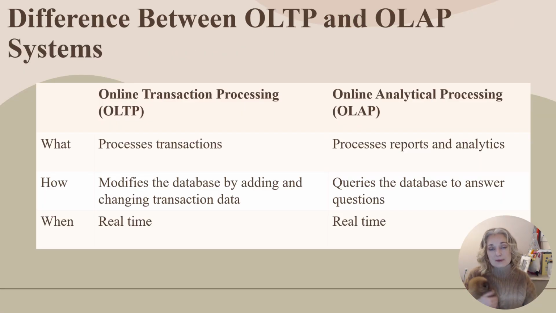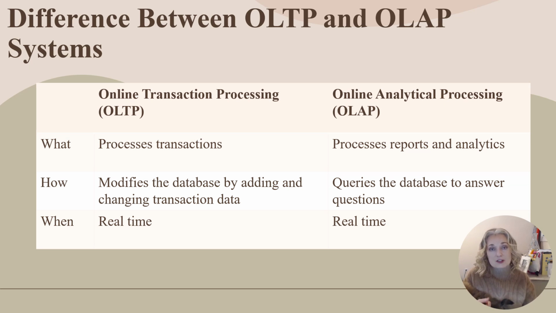Here is a nice table summarizing the difference between OLTP and OLAP. When we ask the following questions, such as what are they, online transaction processing systems just process transactions. They capture business events, whereas our online analytic processing systems process this data and summarize it into information through reports and other analytics. How is this data captured?